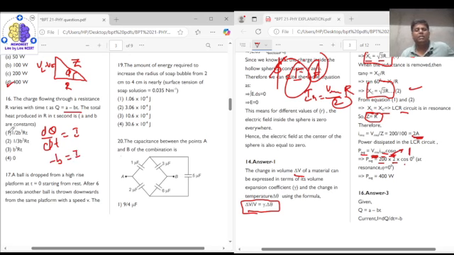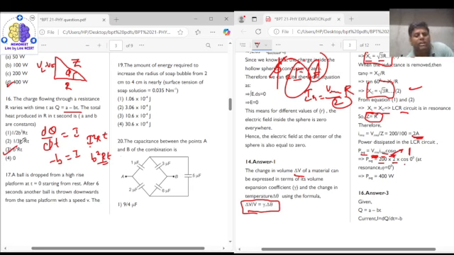And they are asking about the heat produced. So heat produced is given by I square RT. What is I? I equals -B, so I square will be B square into R into T. So this is the amount of heat produced in T seconds. So B square RT is your option 3. So the correct answer for question number 16 is option 3, that is B square RT, right?